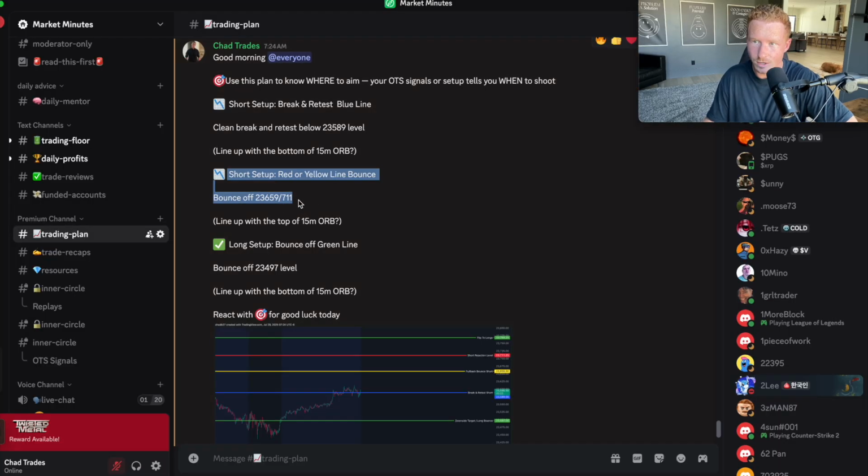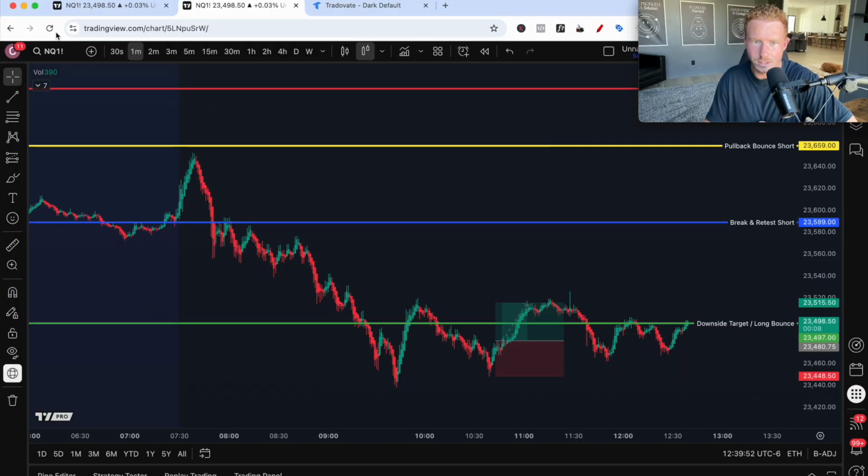The second trade idea was a short setup, a break and retest of the blue line. As you can see, we did that exact same thing. We broke through the blue line, we retested it, and we sold off again. I missed this trade as well because I didn't get proper confirmation on the selling. It was kind of choppy in this area, so I didn't get proper confirmation for me.